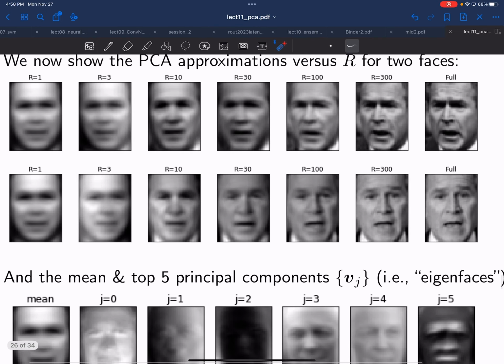Now when you look at using larger values of R, so if you do a PCA approximation with R equals 1, you can see it's very close to the mean face. It's really not enough to tell that this is George Bush. As you use 3, compressed down to 3, it's still pretty bad, but what you notice happening is you start to get the lighting, like here the lighting is coming from this direction, here the lighting is coming from this direction.